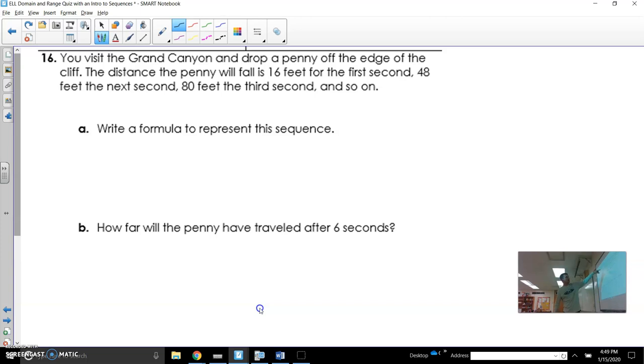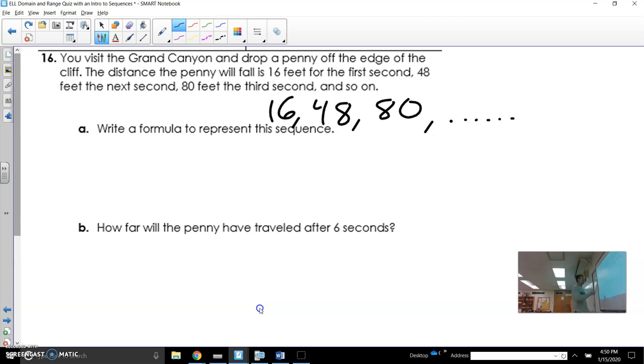It says you visit the Grand Canyon and drop a penny off of the edge of the cliff. The distance the penny will fall is 16 feet for the first second, 48 feet the next second, 80 feet the third second, and so on. So I may want to extract that. That's 16, 48, 80, and then that just keeps on keeping on. Okay? And so it says, let's write a formula to represent this sequence.